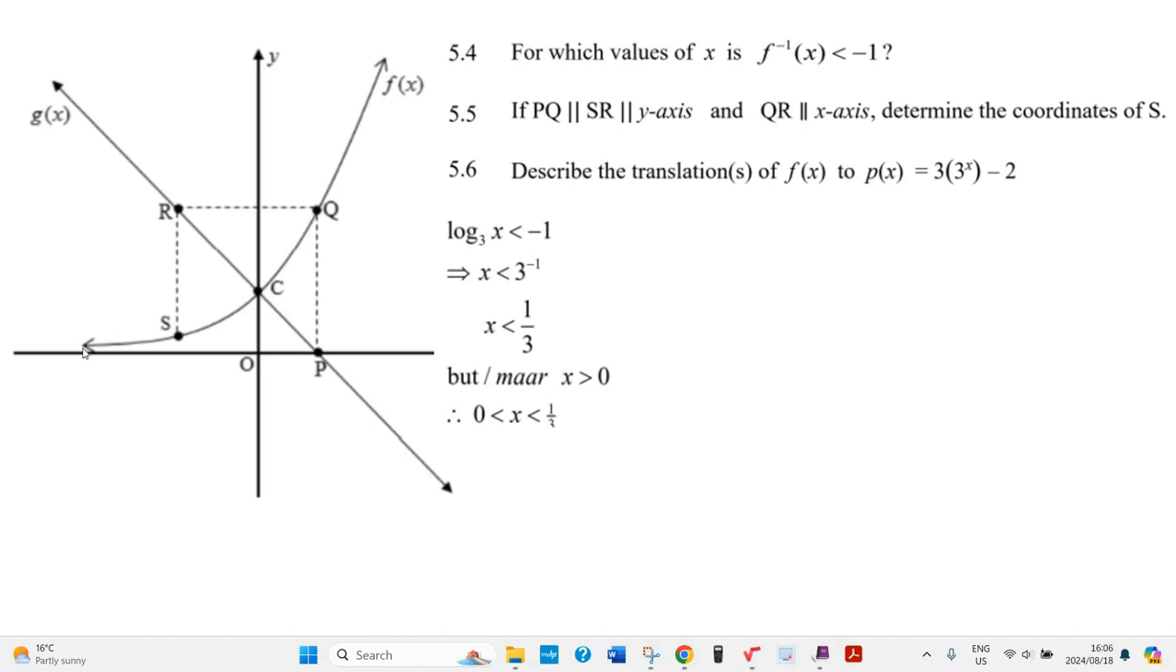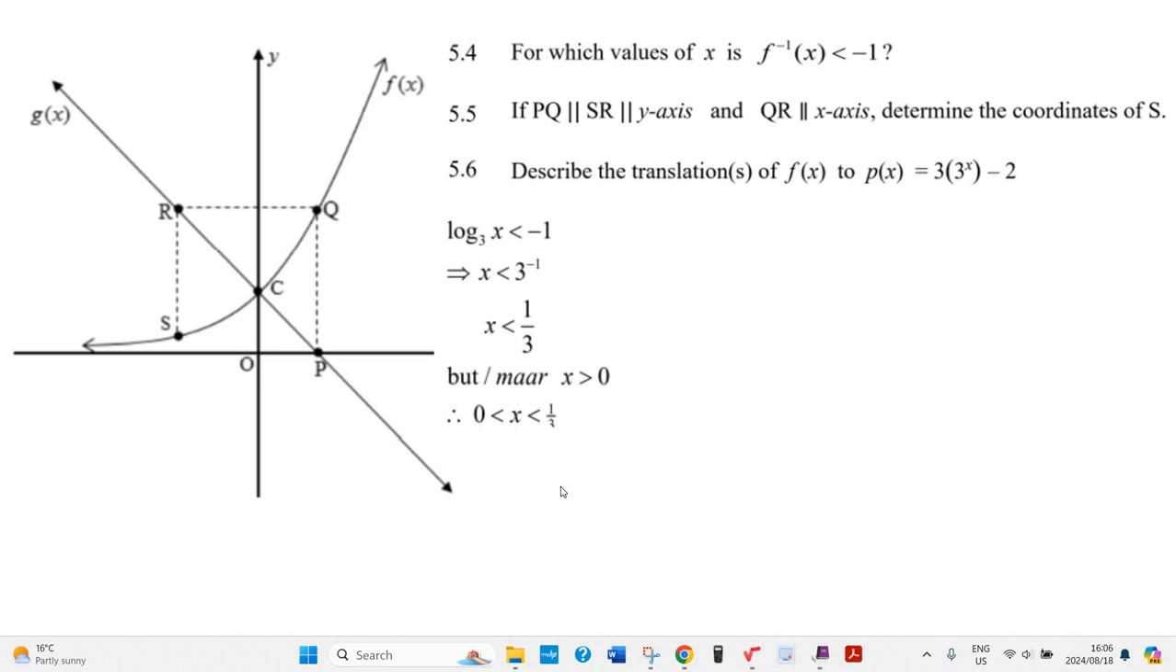But you see this is the function, f of x. The inverse, this one goes off towards the negative x-axis. This one must go off to the negative y and not quite touch it, never getting to x equals 0. So that's why the answer is x is less than 1/3, but greater than 0.